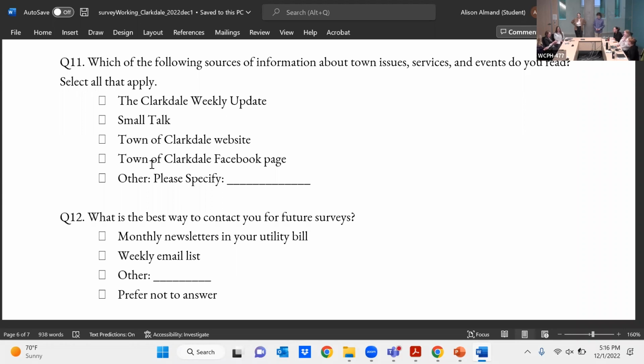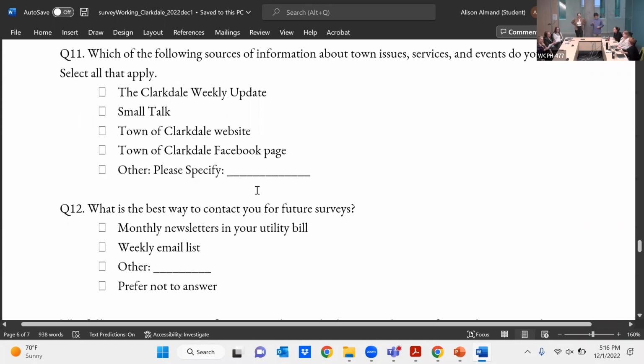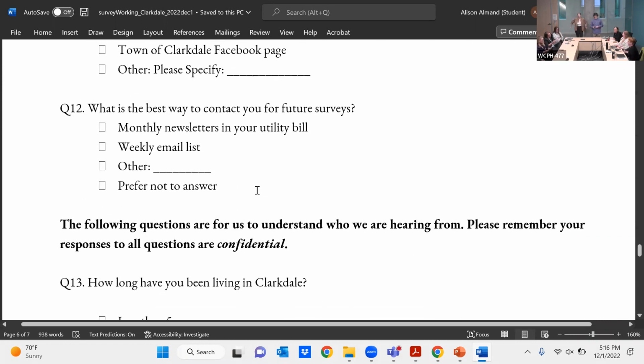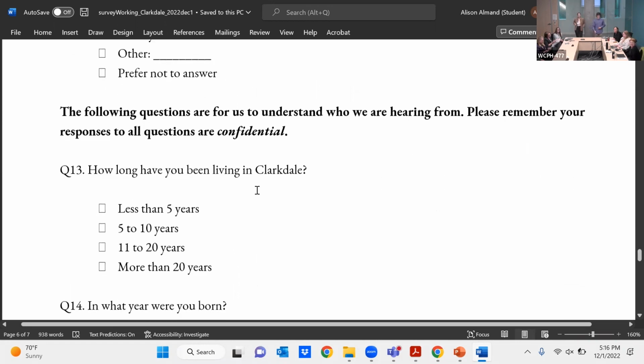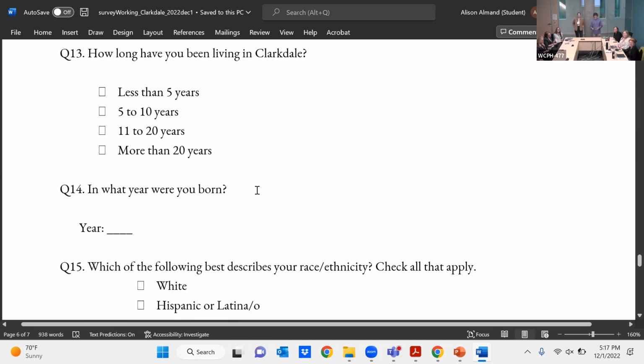And Shell would probably tell me to stop talking. There are a few more questions to go. I'll wrap up pretty quick with the last few questions, because we're basically just asking about demographics: age, how long they've lived in Clarkdale, race and ethnicity.